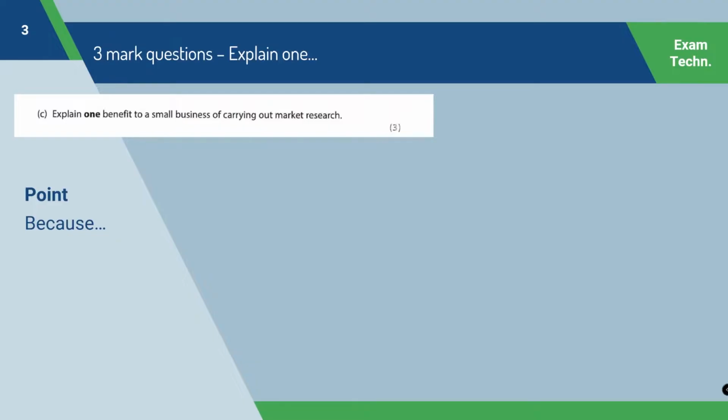Now that could be, as we mentioned in our introduction video, because, leads to, for, anything like that. Any kind of connectives really will give you those links or those chains of reasoning that allow you to not just state a benefit to a small business of carrying out market research, but actually take that further and explain what that leads to, what that means for a business, why it's a benefit, rather than just saying something's a benefit.